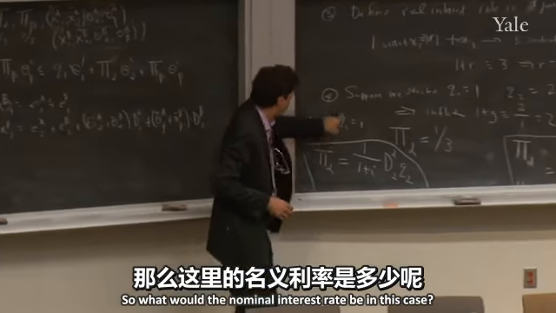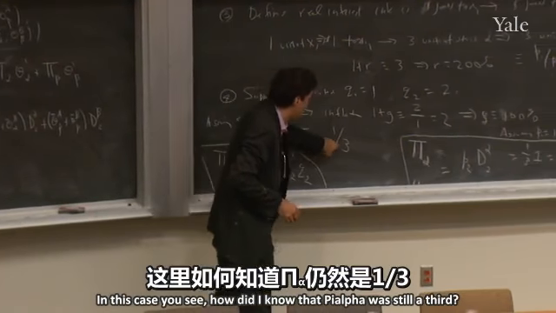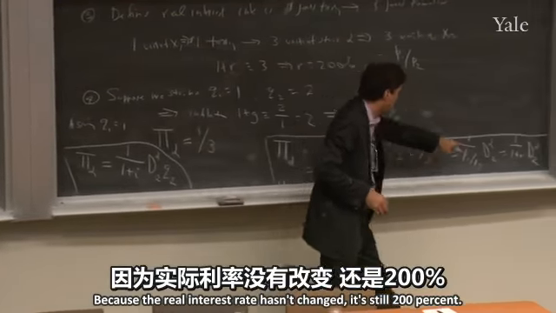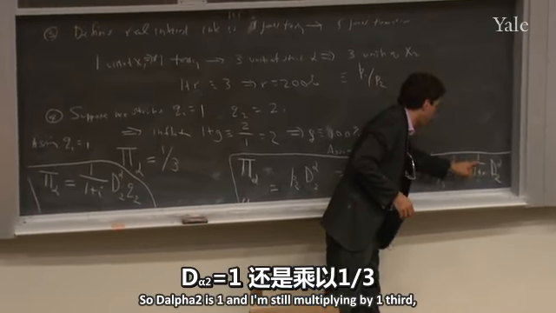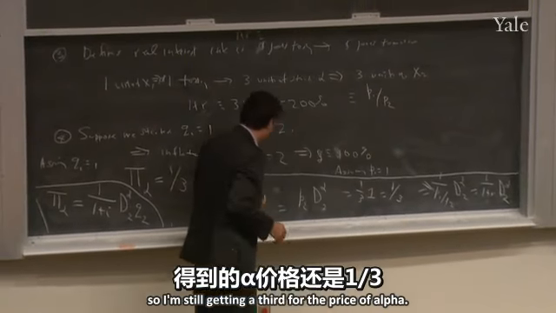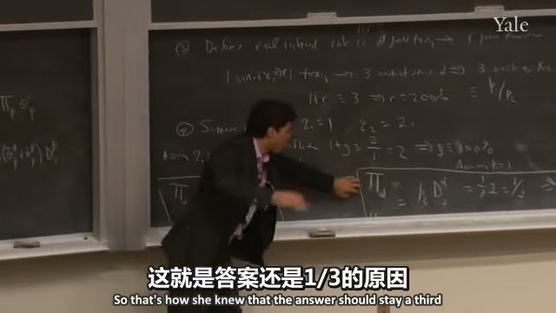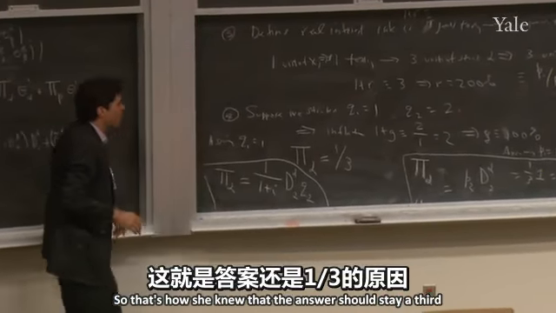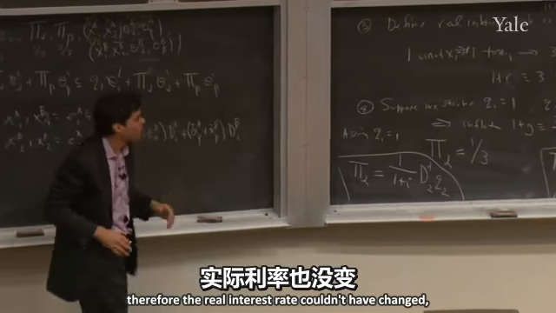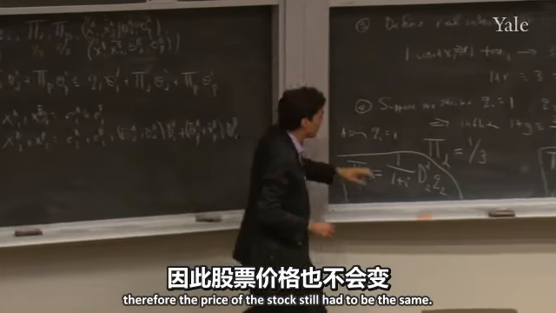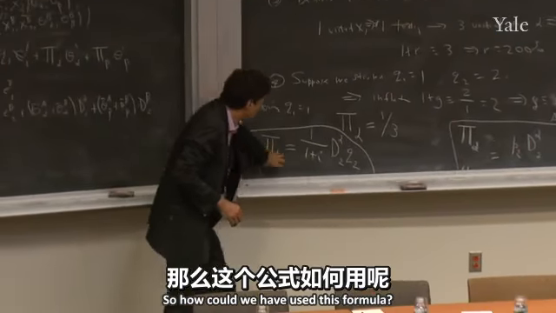Okay, so what would the nominal interest rate be in this case? In this case, you see, how did I know the P alpha was still a third? Because the real interest rate hasn't changed. It's still 200%. So D alpha 2 is 1, and I'm still multiplying by 1/3, so I'm still getting a third for the price of alpha. Okay, so that's how she knew that the answer should stay a third, because she knew nothing real had changed in the economy, therefore the real interest rate couldn't have changed, therefore the price of the stock still had to be the same. So how could we have used this formula?